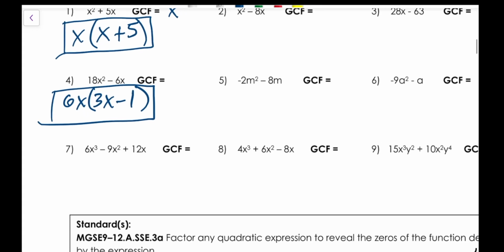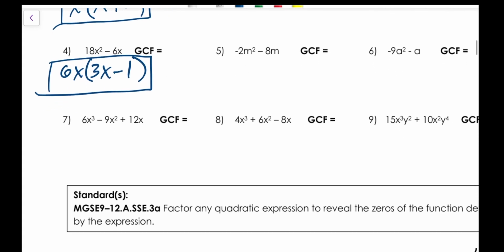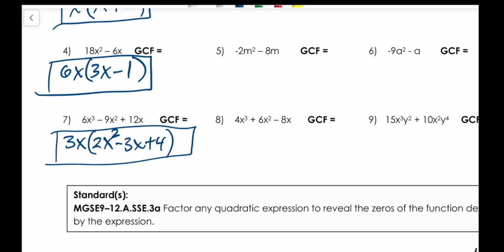Let's do one more. Number 7, 6, 9, and 12. Biggest number that goes in there is 3, and x is the most common x. Then we'd have 2x squared, because we have to get x to the third. Then we'd have minus 9x. Sorry, not minus 9x, minus 3x. And finally, plus 4. Okay, so that's the idea of greatest common factor factoring.